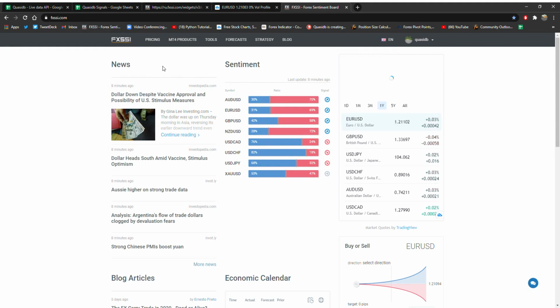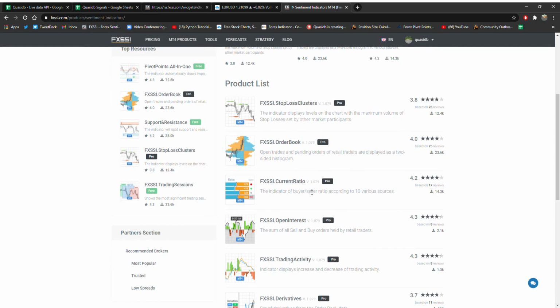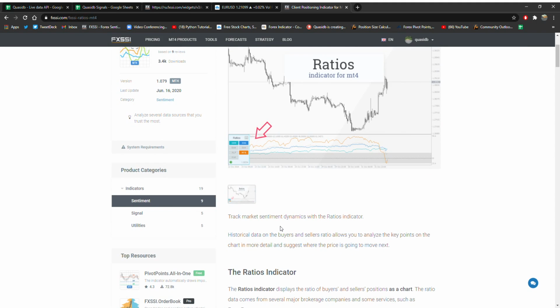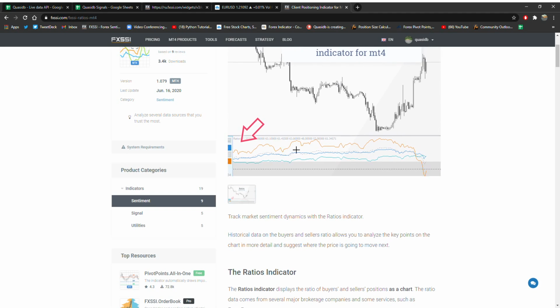Once you're authenticated and logged in, go to MT4 Products, click Sentiment, scroll down, and there's your ratios. Essentially, it doesn't have to be a particularly long video. What it's saying is it's telling us the dumb herd positioning over time.